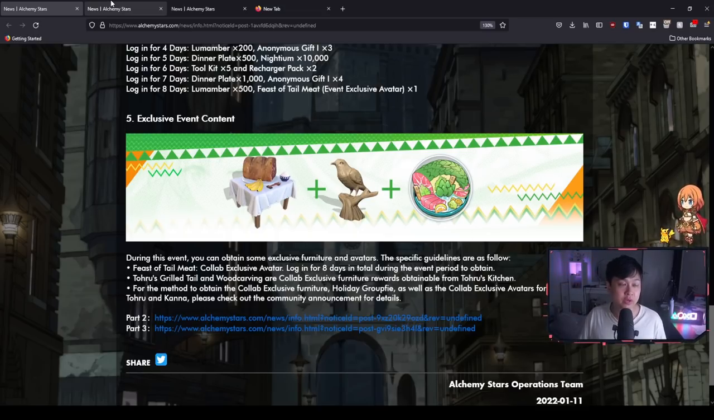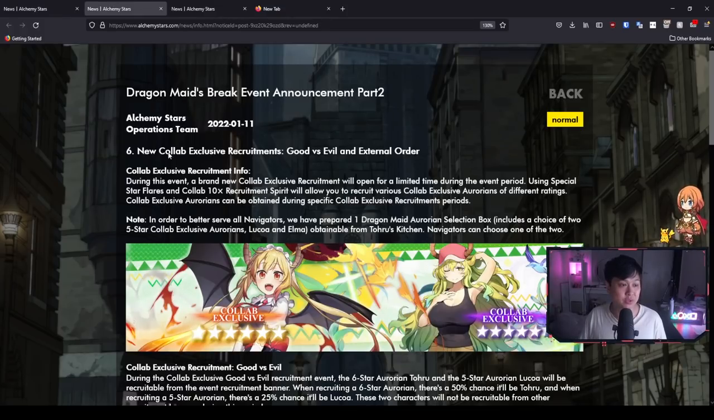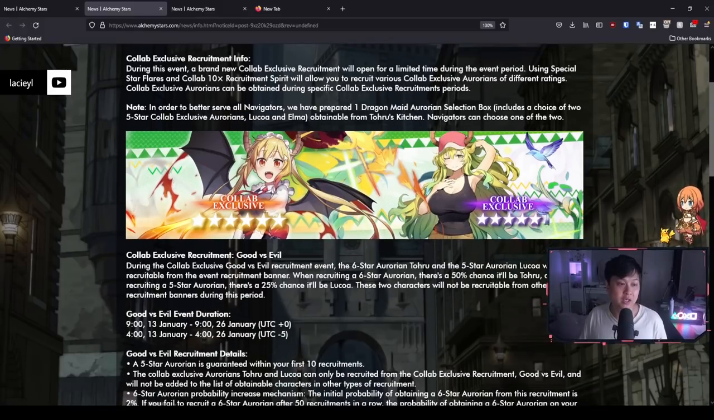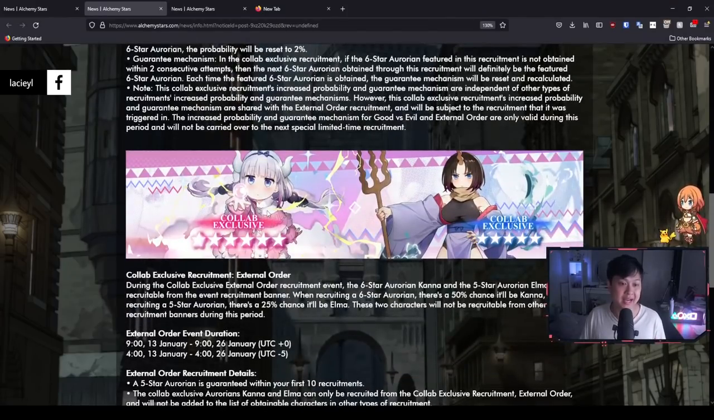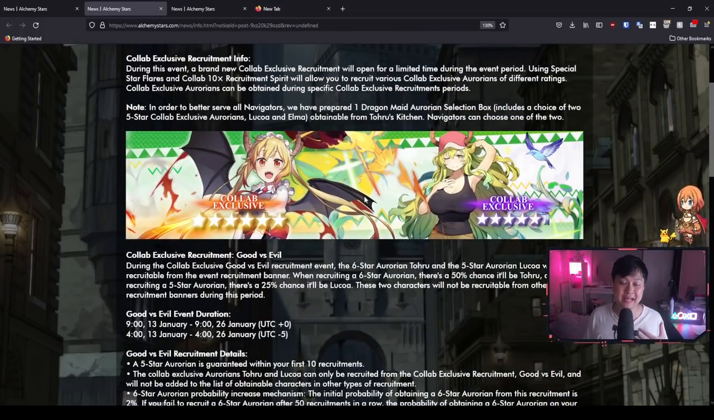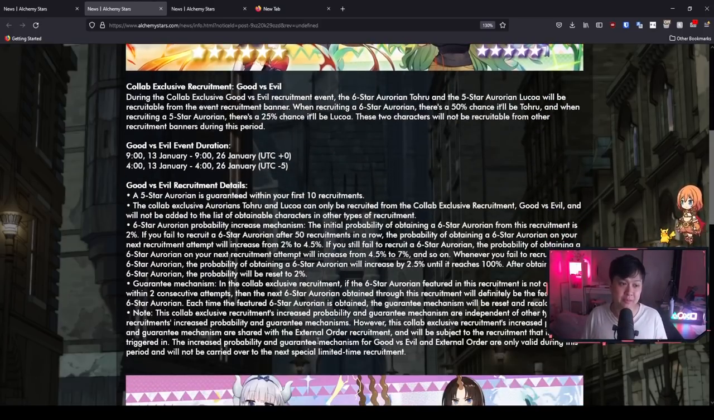All right, moving through, we are now going to part 2, where number 6, we are finally going to see what the banners look like for this collab. It looks like we are going to be getting 2 separate banners, one for Toru and Lukoa, and another one for Kana as well as Elma. The mechanics of these banners are essentially the same as every other limited banner that we've been getting from the start of the game until now. However, we are also getting the guarantee mechanic that was introduced in the last patch for the Bethlehem update.